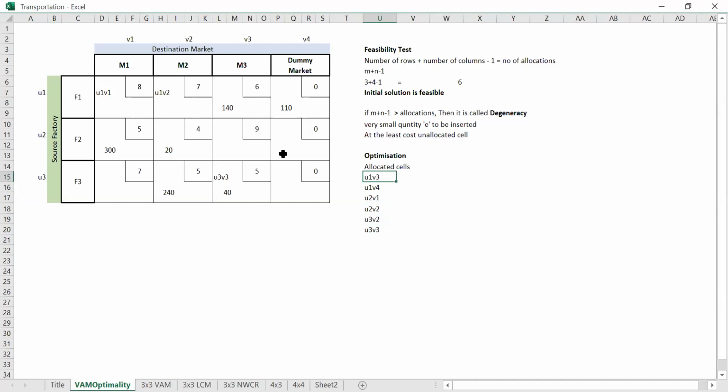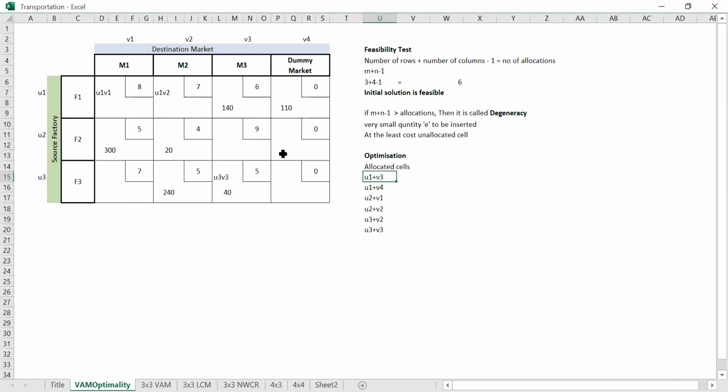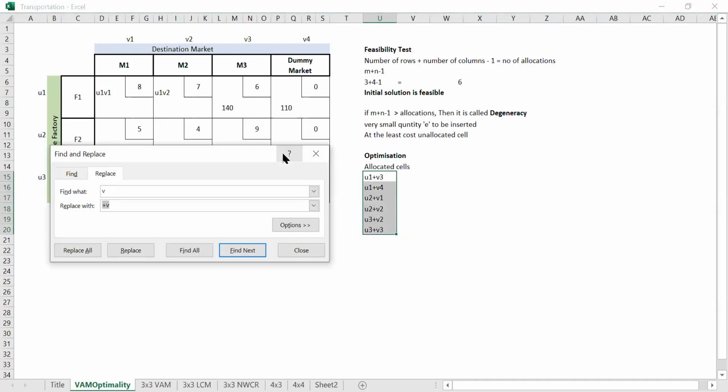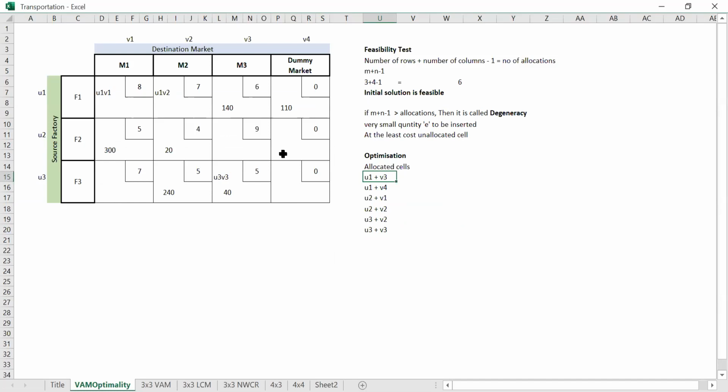And instead of writing it down as a cell address, you just add a plus symbol in between these. And to make it further clear, so we have 6 allocated cells, and the values or costs, associated costs.